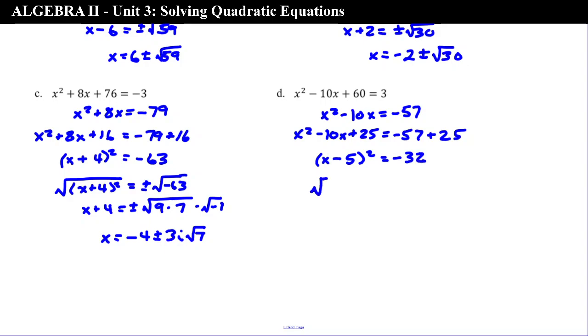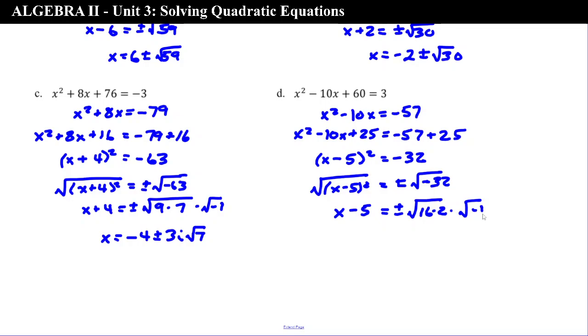So now we're going to take the square root of both sides, plus or minus the square root of negative 32. So we have x minus 5 on the left-hand side. We can break up 32 into 16 times 2. We've seen that one plenty of times, so you should be getting pretty familiar with some numbers that can be broken up with a perfect square at this point. Add 5 to each side. Square root of 16 is 4. Square root of negative 1 is i, and then you've got the square root of 2. So you've got x equals 5 plus or minus 4i square root of 2.